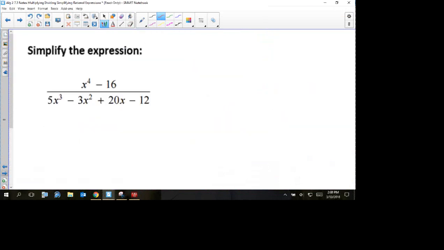Okay, next. The denominator, we need to factor. The numerator, we need to factor. Our first step is factor.